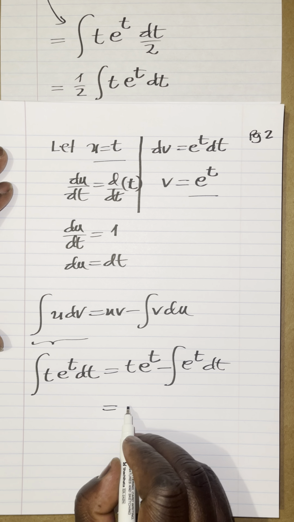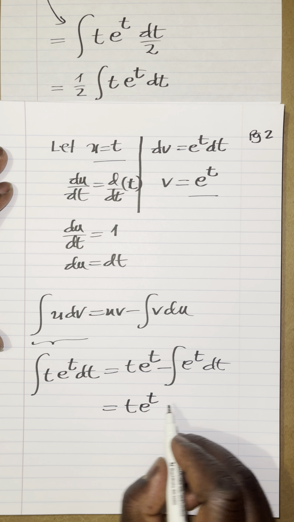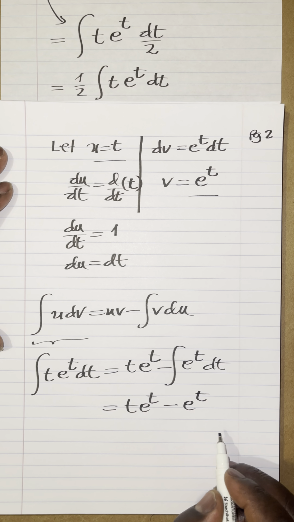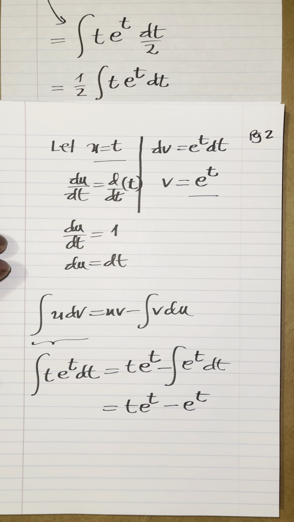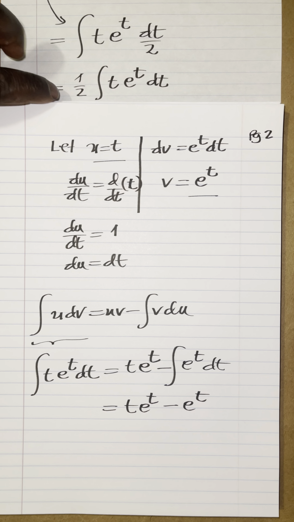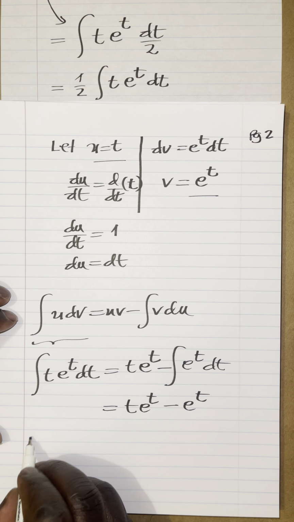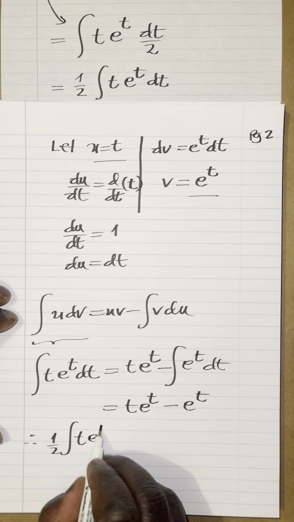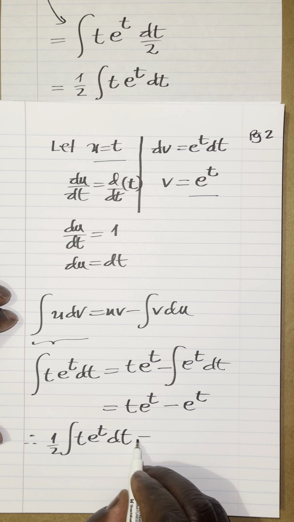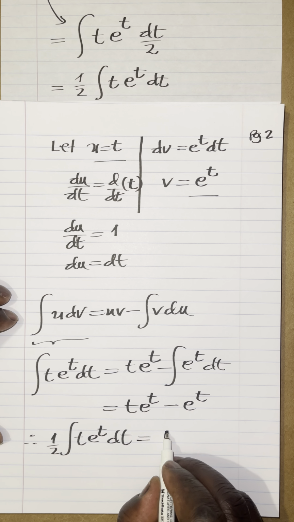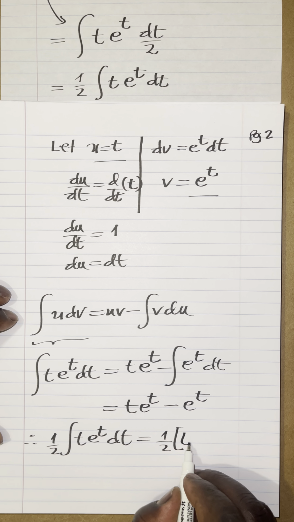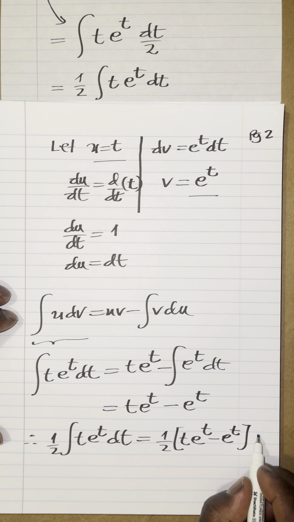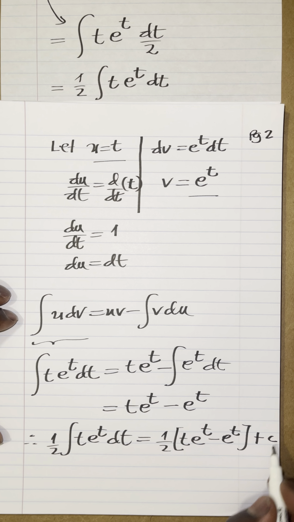And so what do we have here? It's t e to the power t. The integral of e to the power t with respect to t, you'll agree with me, it's just e to the power t. But this is not over, because remember we have half outside there. So we're going to say therefore half of the integral of t e to the power t dt must be equal to half of this, t e to the power t minus e to the power t, and then we must say plus c now, because this is an indefinite integral.